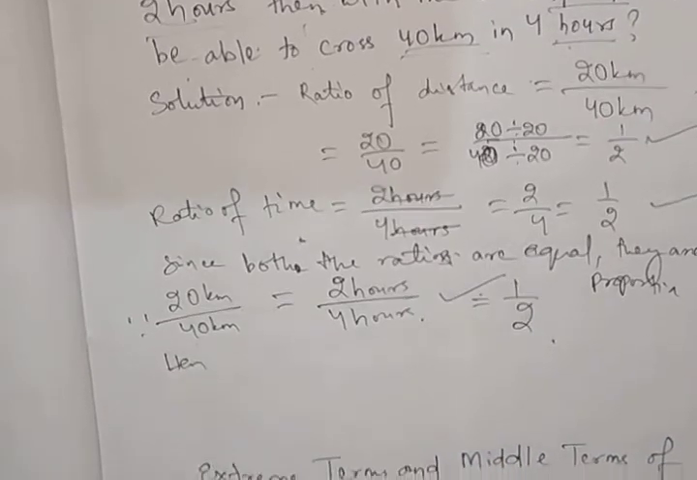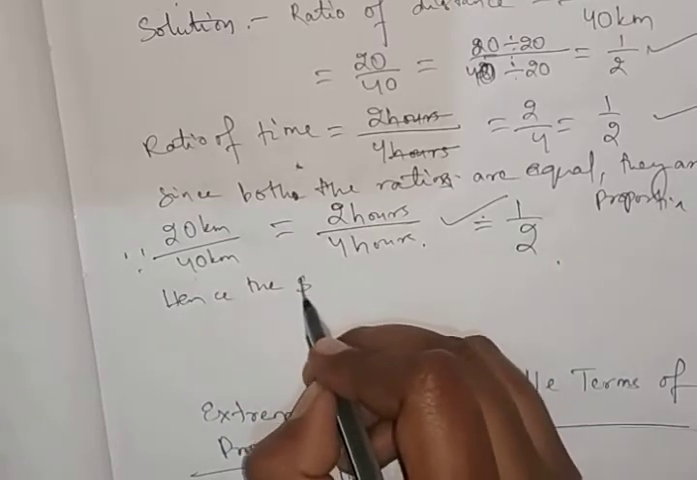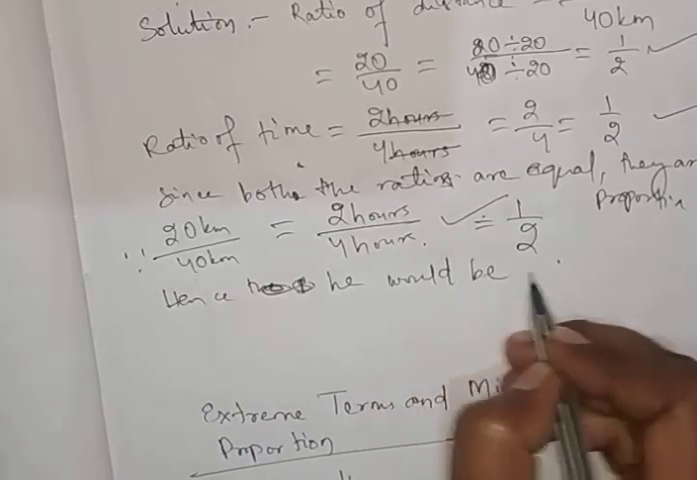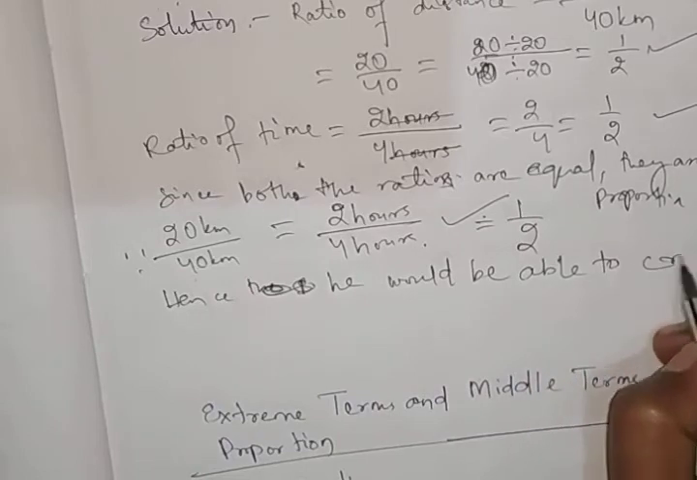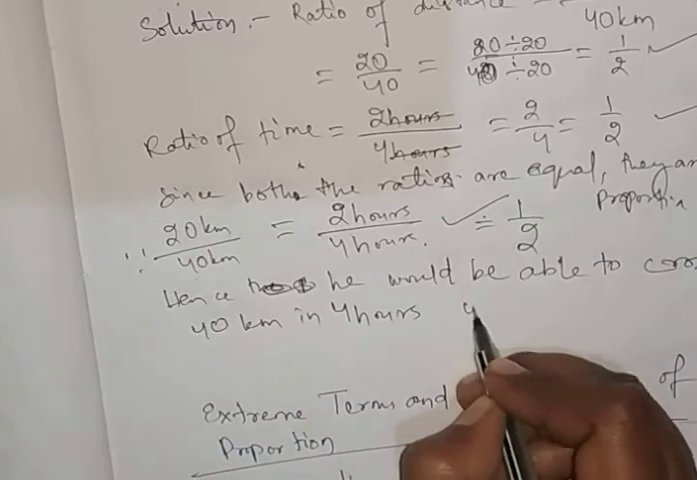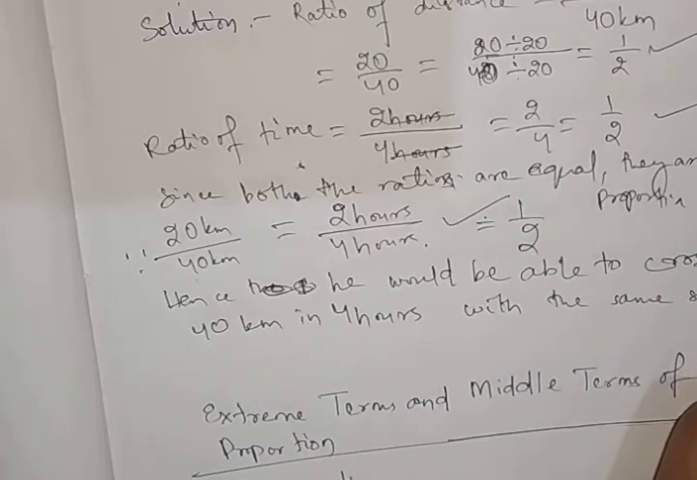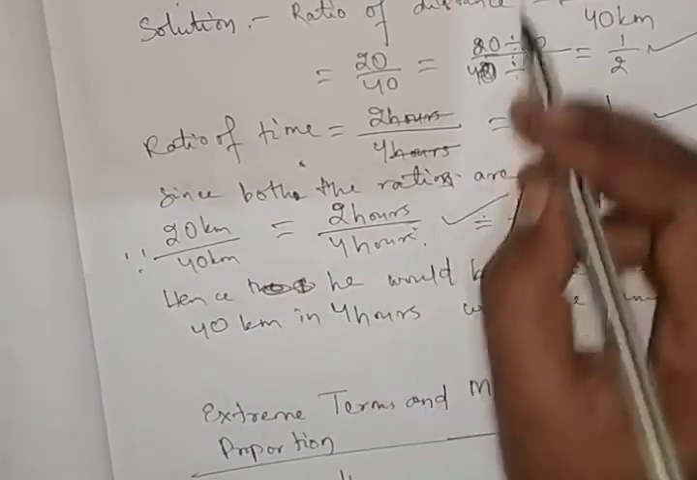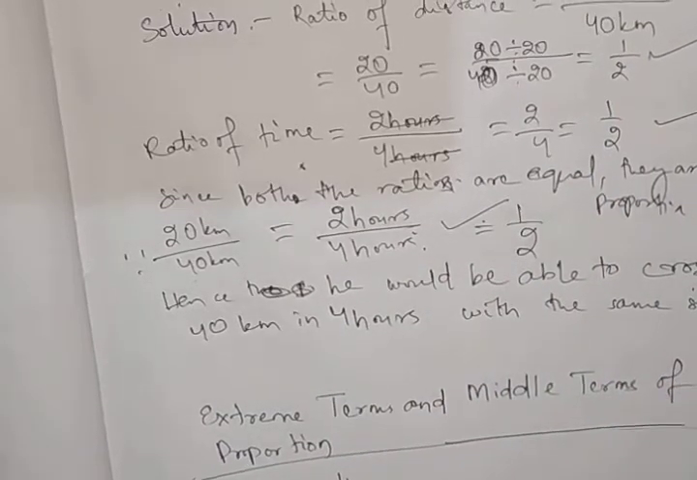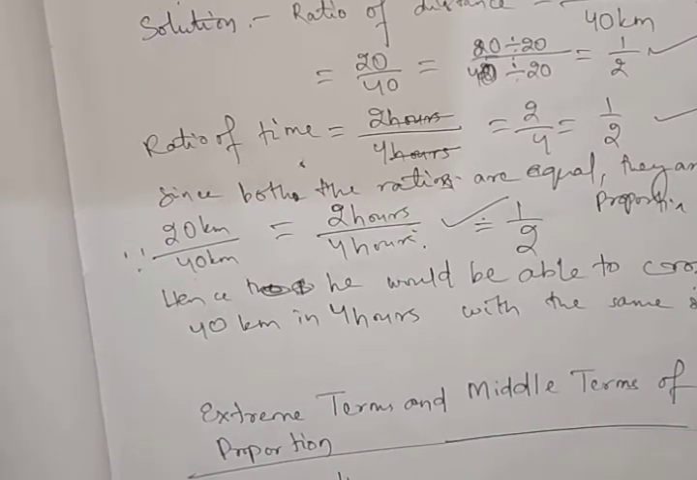Hence, he would be able to cross 40 kilometer in 4 hours with the same speed. If this were not equal to this one, then he would not be able to cross this many kilometers. So we'll see whether this is in proportion, meaning the ratios are equal or not.